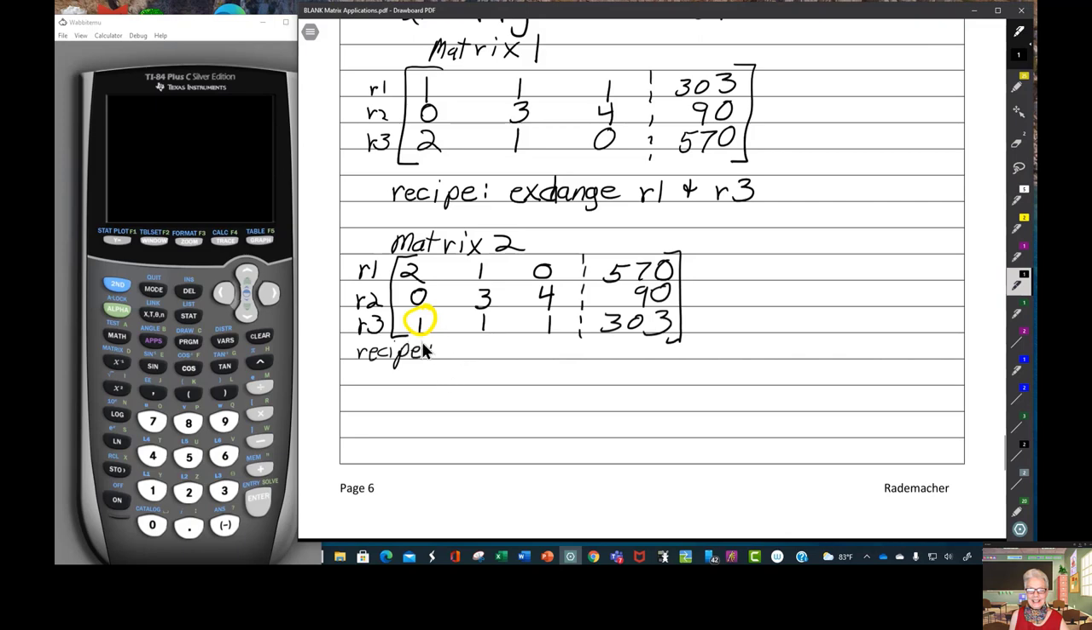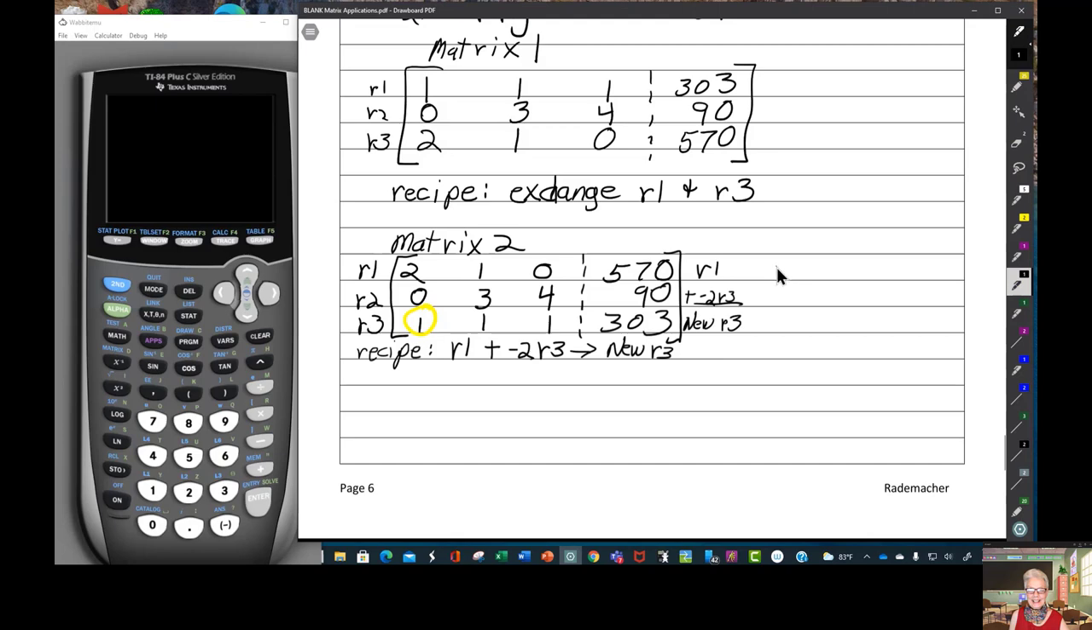I am going to take row one and I'm going to add it to negative two times row three. And that will give me my first new row three. All right, so row one plus negative two row three will equal new row three.